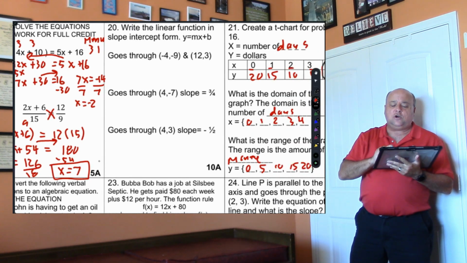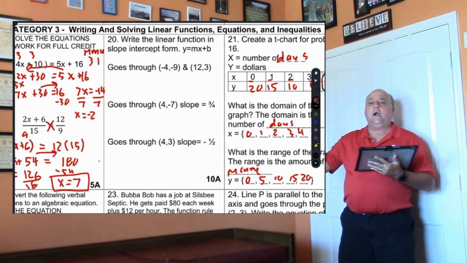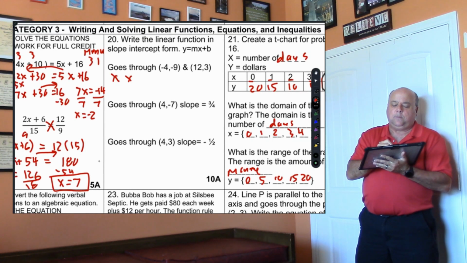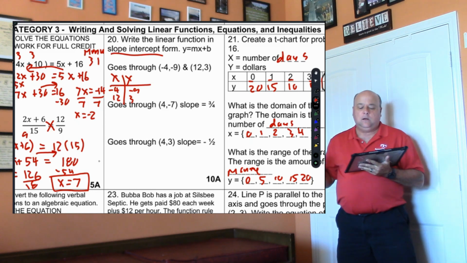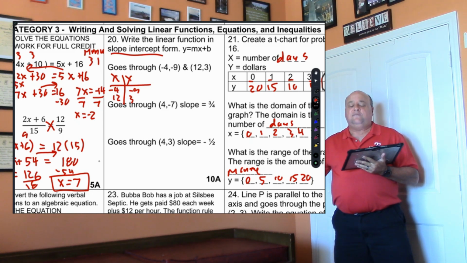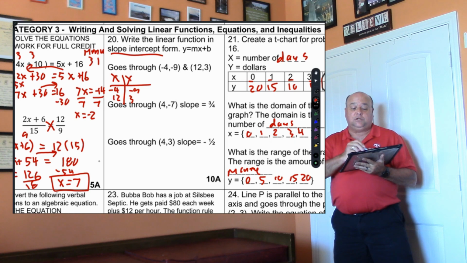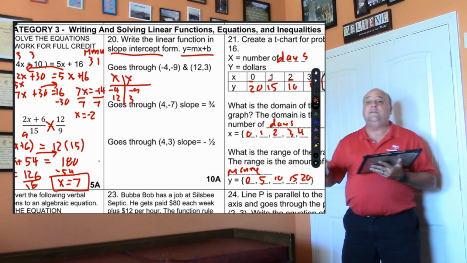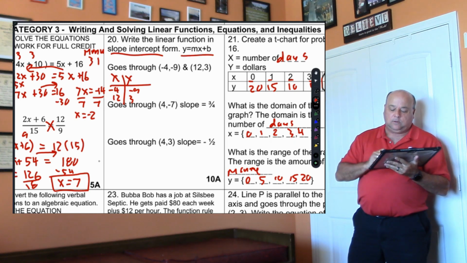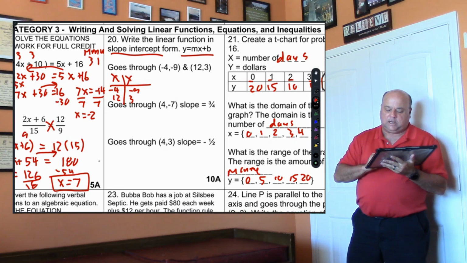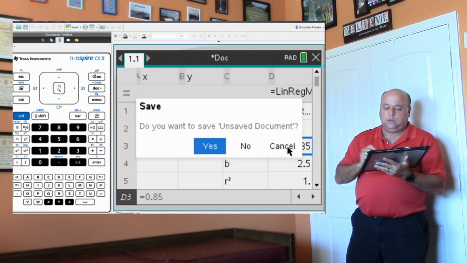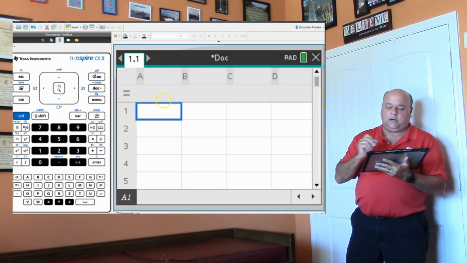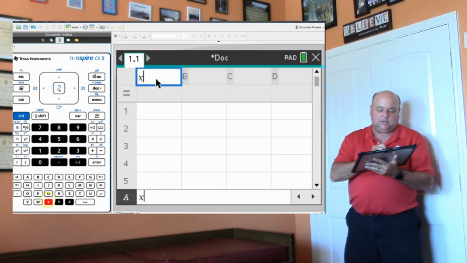Continuing on, number 20. Okay, right here, make a T-chart. So we're going to put x and y: negative 4, negative 9, 12 and 3. We want to find the slope. Actually, we're just going to write the mx plus b. If we put this in the table, we get the m and the b. So we're going to go to our table. We're going to hit home, hit 1 for new. We're not going to save anything. We're going to create a spreadsheet. We're going to put x and y at the top.